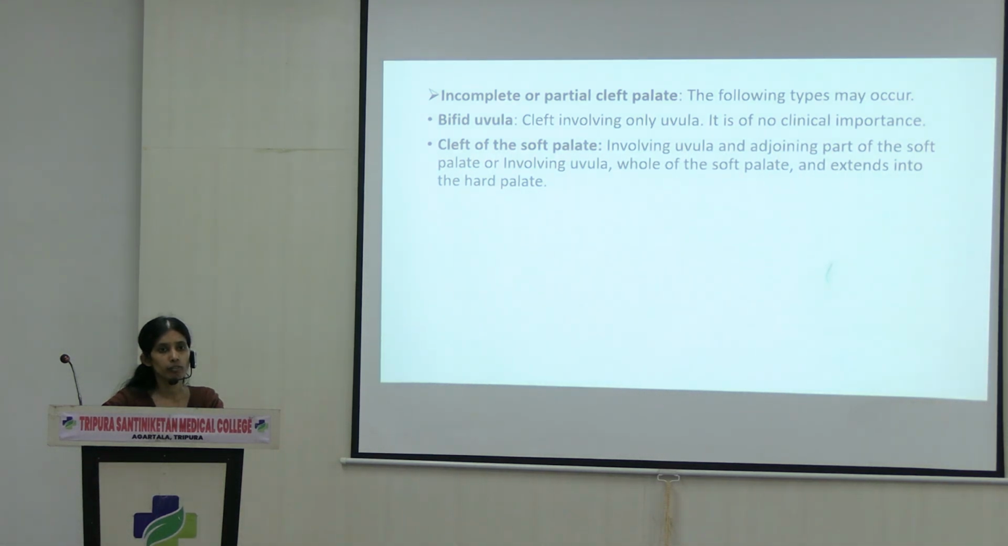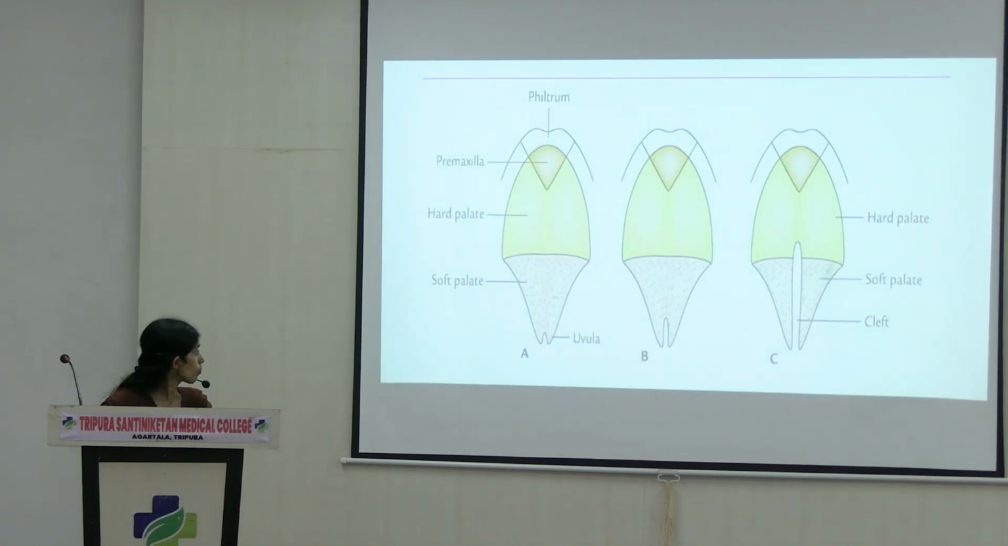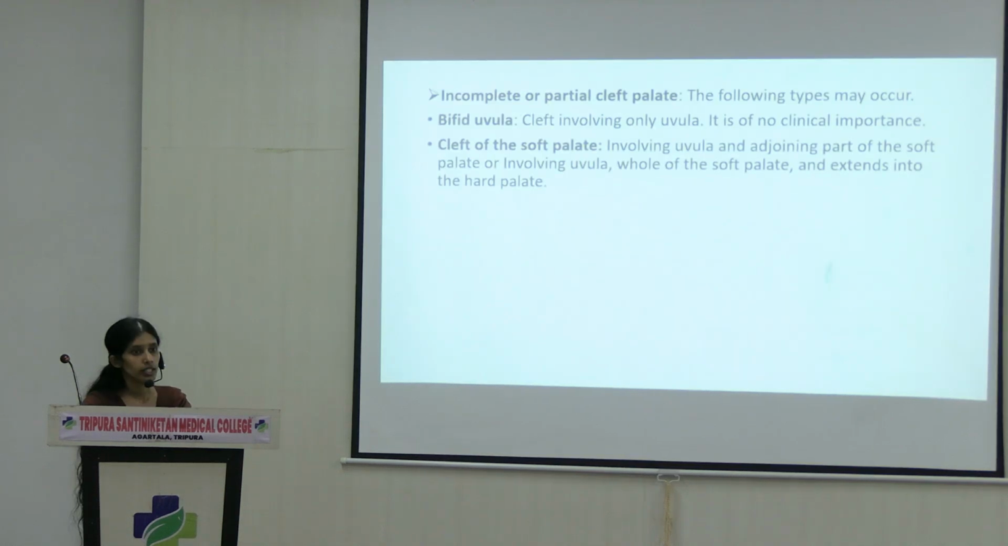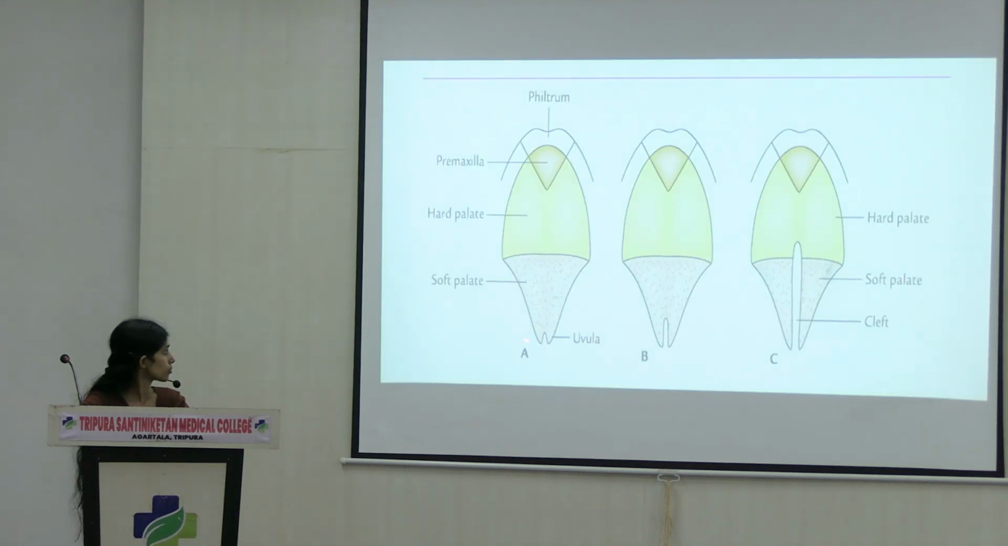In the incomplete cleft palate, we have two conditions. One is bifid uvula and another one is cleft of the soft palate. So, what is happening here? Can you see the diagram and explain? Cleft happening only in the posterior most part of your definitive palate. That means it is affecting only the uvula part. Here you can see that.